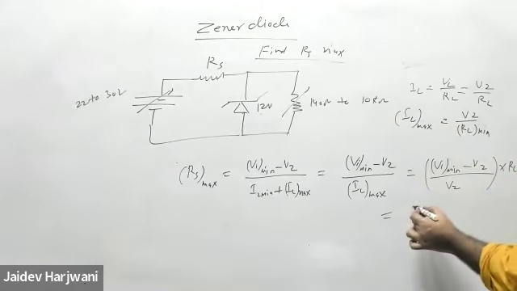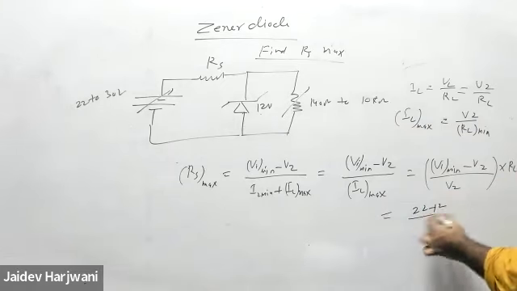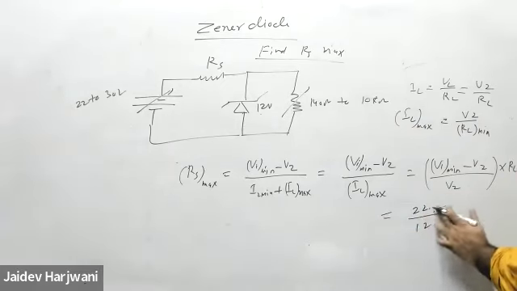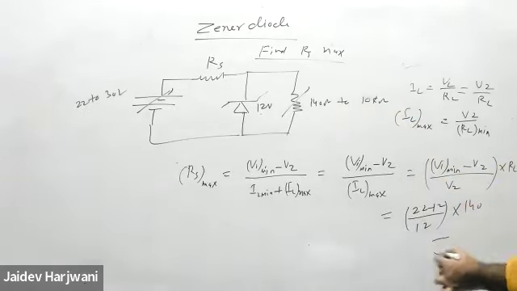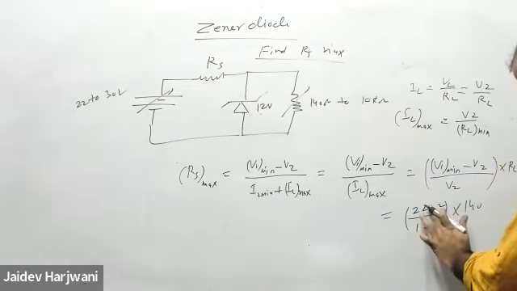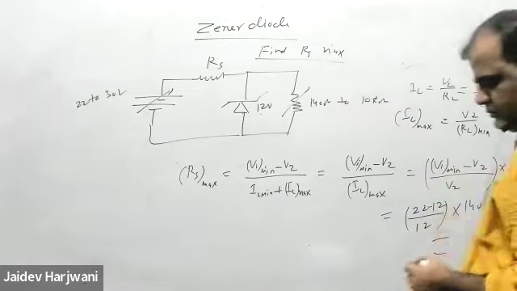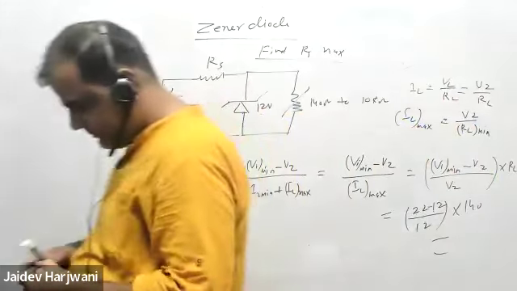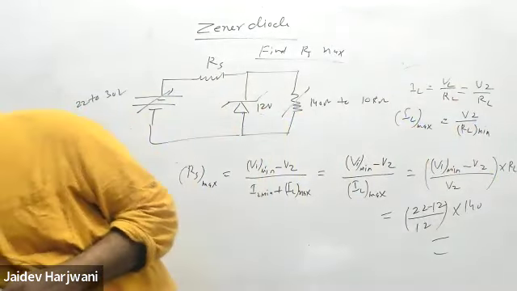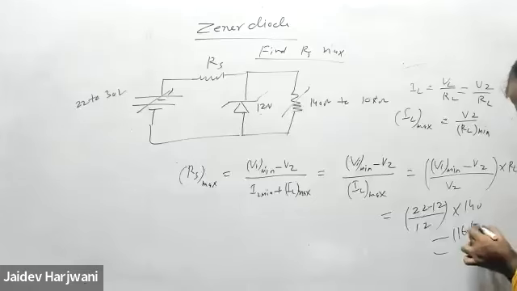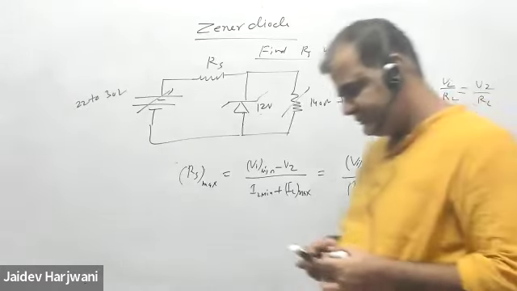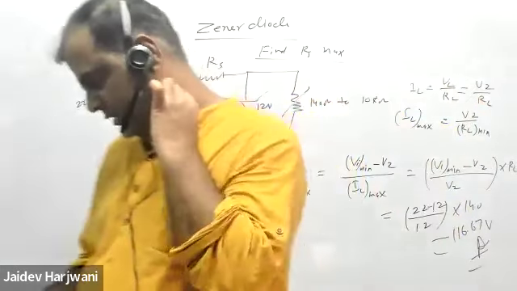Okay, put the values. You have VI minimum value is 22 minus 12, 12 into RL minimum value is 140 ohm. Tell me what is the answer? 116.67. Yes, 116.67 volt is the value.